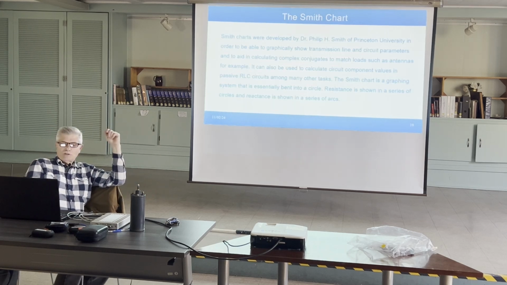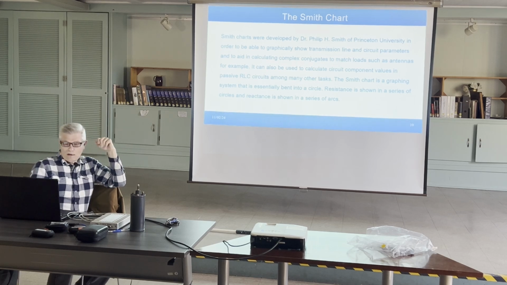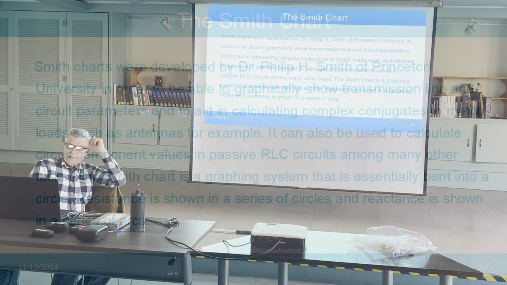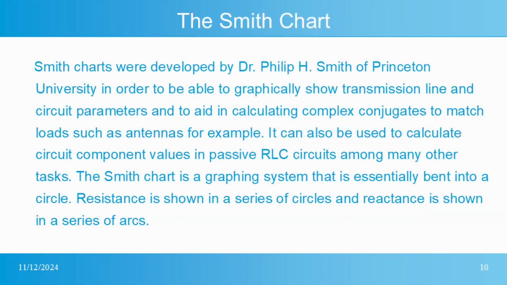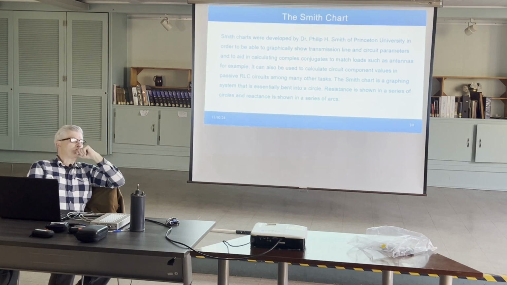Now, I want to talk a little bit about Smith charts. The Smith chart was developed by Dr. Philip Hager Smith of Princeton University back in the 1930s. He was a professor there, and he wanted to come up with a better way to graphically illustrate what goes on in transmission lines and antennas and things like that. These were used heavily during World War II. There were two radiation laboratories that did most of the work on radar and antennas. One was at MIT, and the other one was at Harvard. Harvard did the antennas. MIT did the radar work.